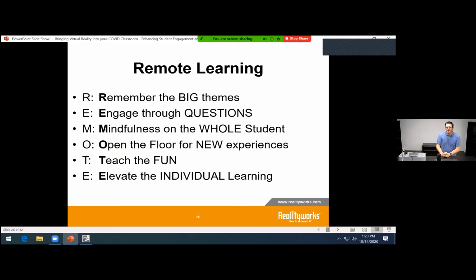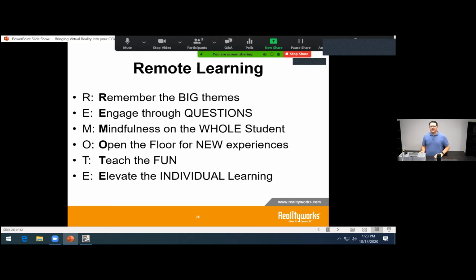Another piece of the puzzle: engage through questions. What are the questions that you want students to work on? One of the things with remote learning that we're working towards is it might be more of you working and showing them, and asking the questions: what did I do right? What did I do wrong here?